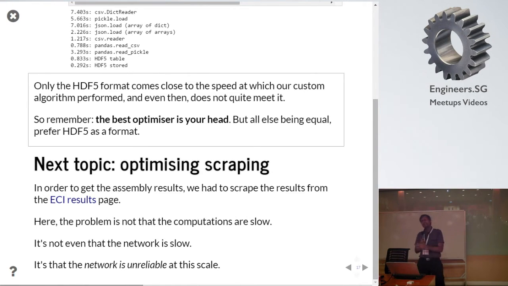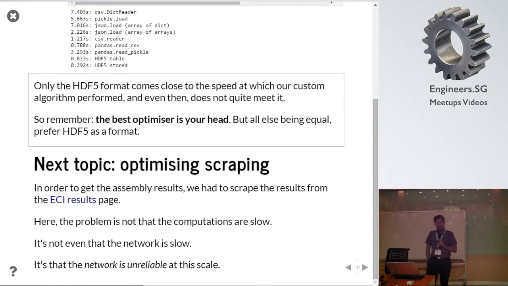I'm going to switch over to a slightly different topic, but keeping the same theme in mind, which is how do I go about optimizing scraping? Now, the reason we had to do this was because all of this data was in PDF files, and we had to get all of these one by one, convert the PDF, and so on. So it was effectively a PDF scraping problem.